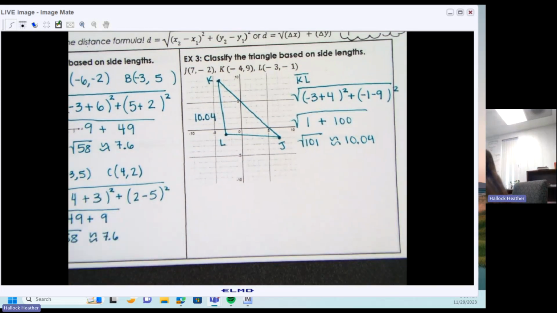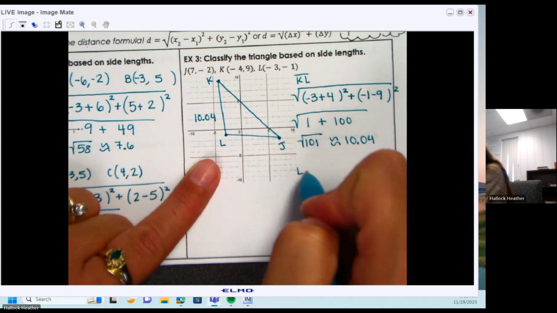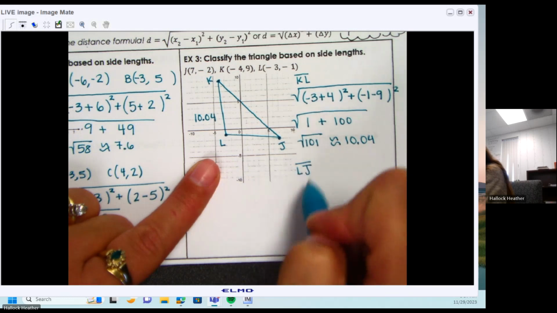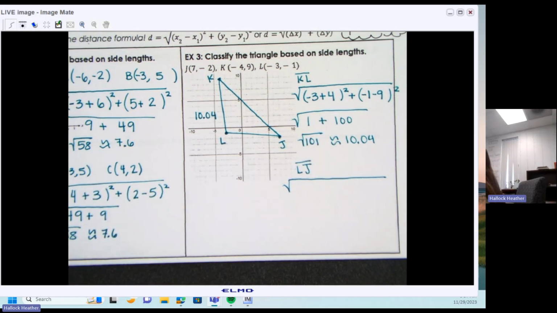So now LJ will determine: is this an equilateral, not an equilateral? Is it an isosceles or is it a scalene? So now let's use coordinate points L and J. So today is not really hard. It's a little time consuming. It's kind of obnoxious, but it's not terrible.